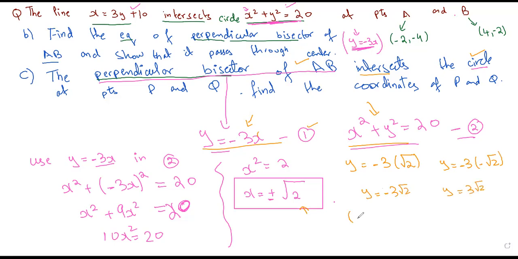This means that for x coordinate under root 2, y is minus 3 under root 2, and for x coordinate minus under root 2, y is 3 under root 2, right? So this could be p and this could be q, or it could be the other way around, right? We are not sure which point is p, which point is q, but it's totally your choice, okay? So these are the answers.